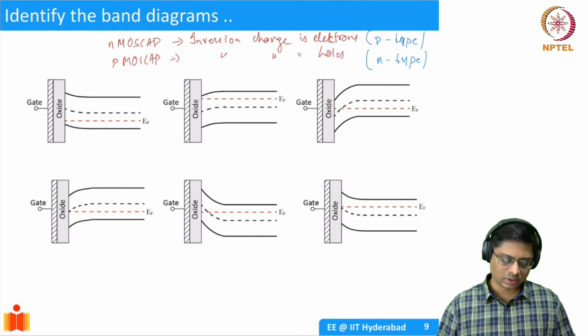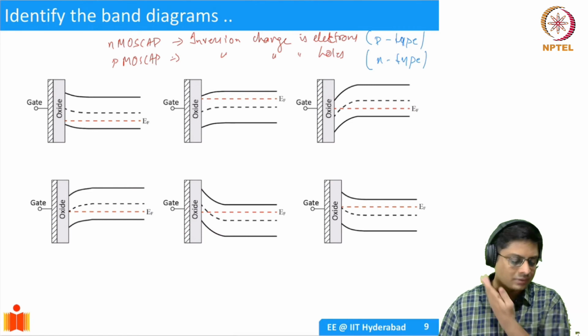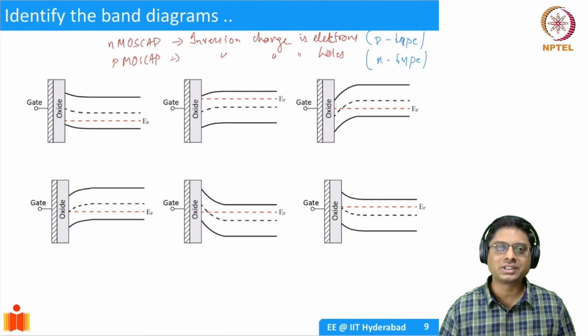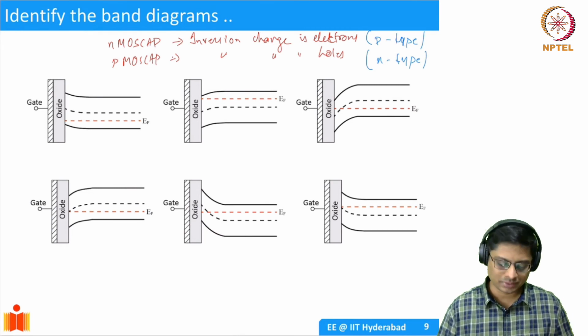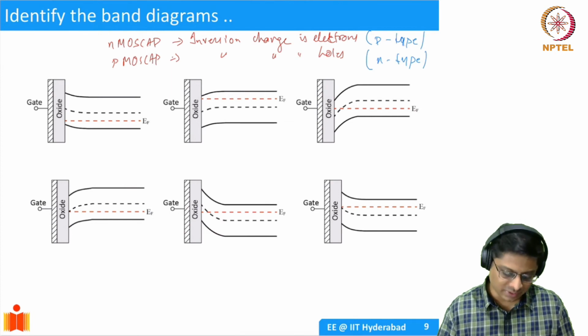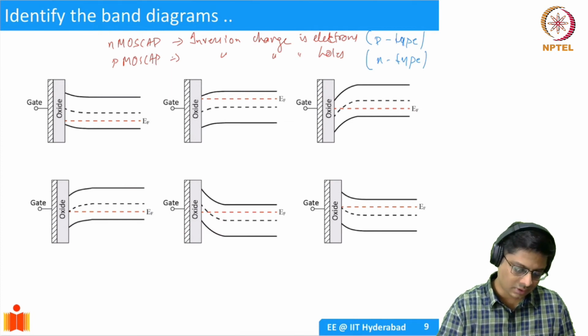All right. So now I have 6 band diagrams here, and we want to identify what the different regimes are. They are mixed up, not in a sequence. Let's see the first one.